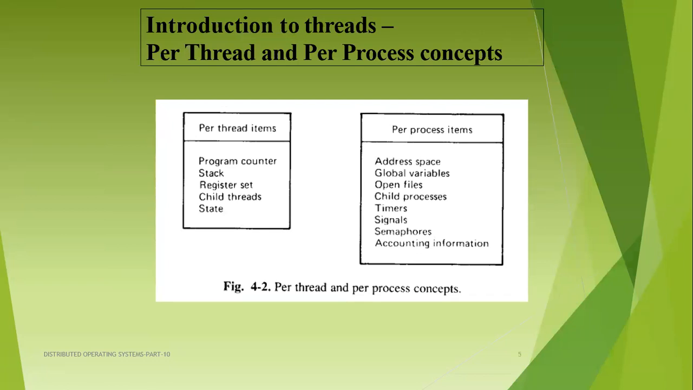Per thread and per process concepts. Per thread items are program counter, stack, register set, child threads, and state. Per process items are address space, global variables, open files, child processes, timers, signals, semaphores, and accounting information.